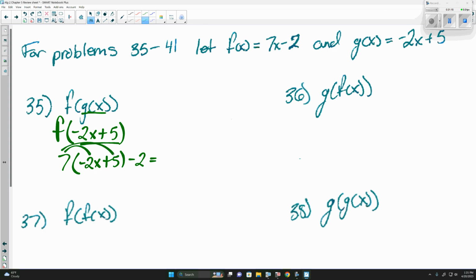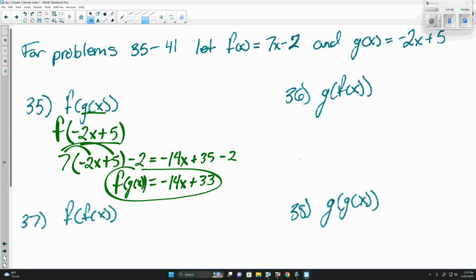At this point, we distribute the 7. 7 times negative 2x is negative 14x. 7 times 5 is plus 35, minus 2 is negative 14x plus 33. So this here is f of g of x. Any questions on how we found f of g of x?